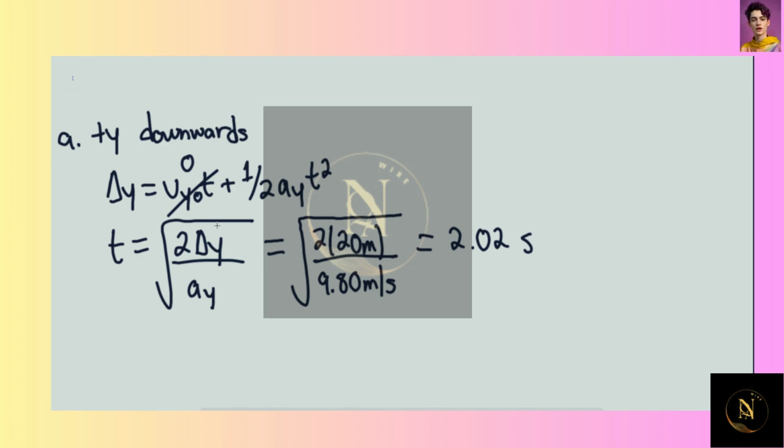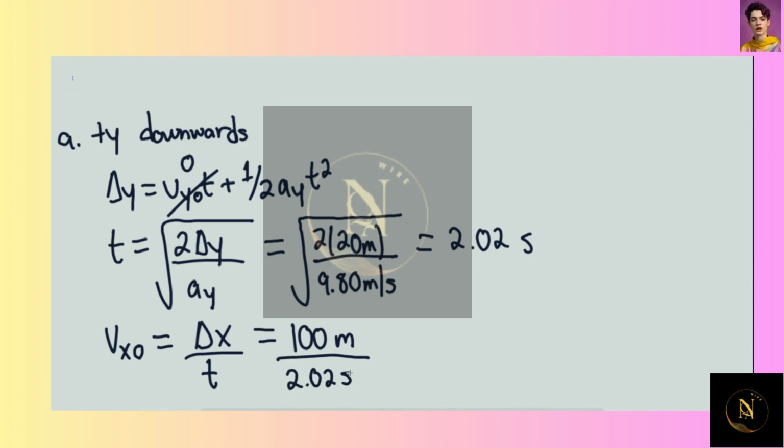However, the boulder must travel 100 meters during this time in order to clear it. So we can say that the initial x velocity should be equal to the change in displacement in the x direction divided by t. This is the definition of velocity. We have no acceleration in the x direction when an object is in free fall. This would be equal to 100 meters divided by 2.02 seconds, and we have that the initial x velocity of the boulder must be equal to at least 49.5 meters per second. This would be your answer for part A.